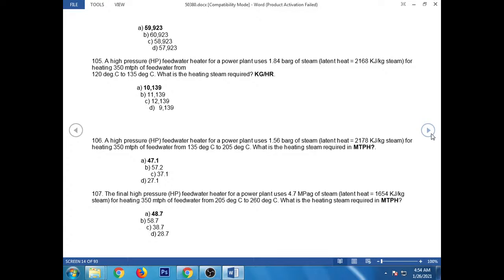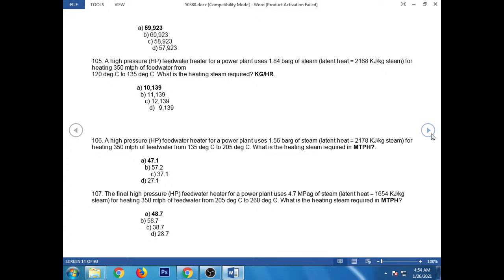Answer 47.1. The final high-pressure feed-water heater for a power plant uses 4.7 MPa of steam. Latent heat is 1,654 kilojoule per kilogram steam for heating 350 mtph of feed water from 205 degrees Celsius to 260 degrees Celsius. What is the heating steam required in mtph?